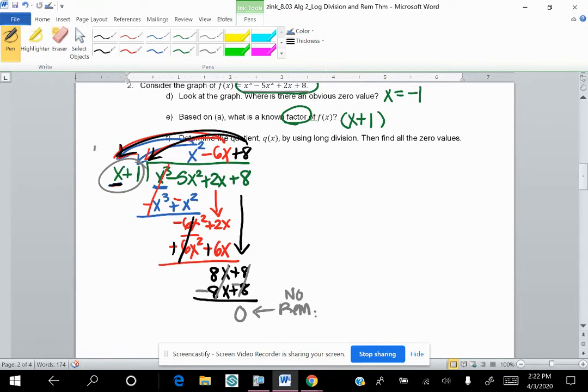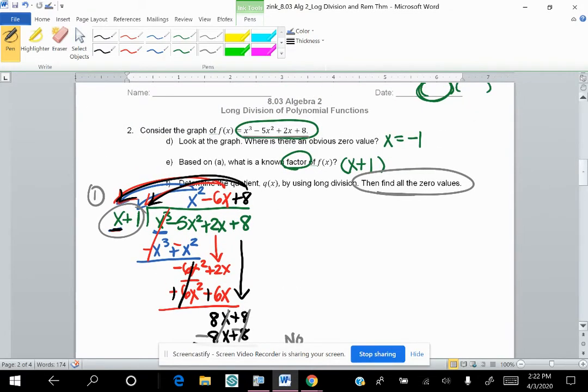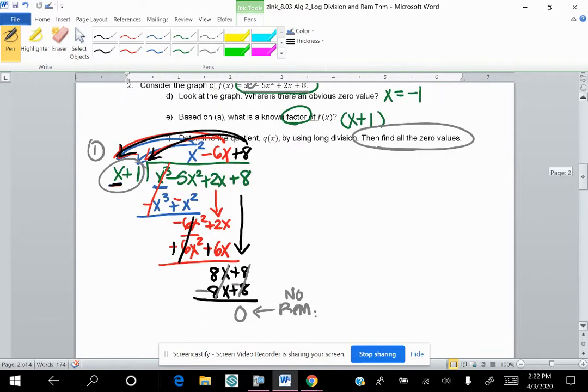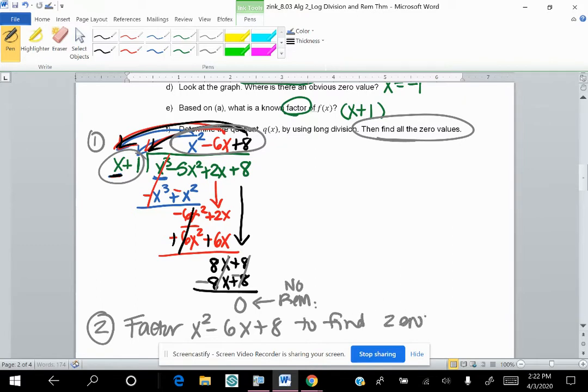All right, so that's step 1. And now step 2 is we need to find all the 0 values. So again, if you look at your original, the highest exponent is a 3, so we should have 3 zeros. To find our zeros, we're going to take our quotient, so whatever we got once we divided, and we're going to factor it. So you're going to factor x squared minus 6x plus 8 to find the rest of those zeros.